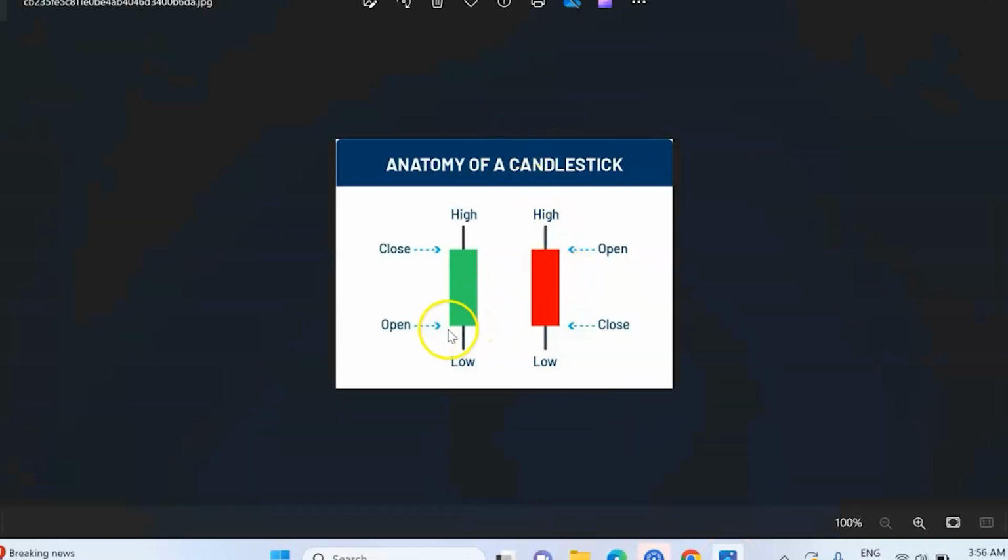This is the open, the close, the high, and the low. And I hope you have seen that and you have understood that in the chart I just showed you. So if you understand something from that, make sure you tell me in the comment section. Also, we have a bearish candle, which is telling us the price is declining or the price is dropping.